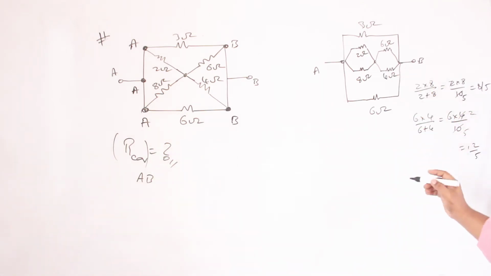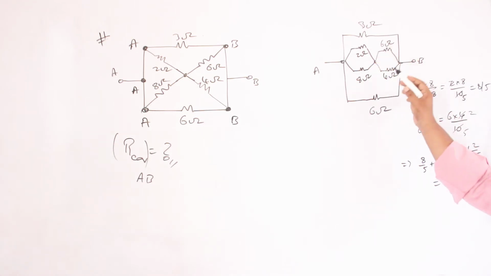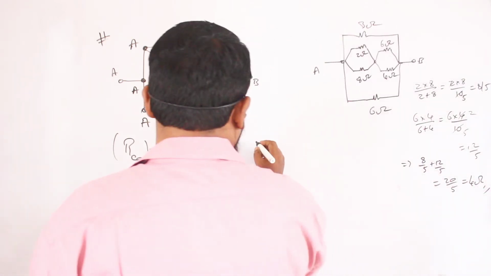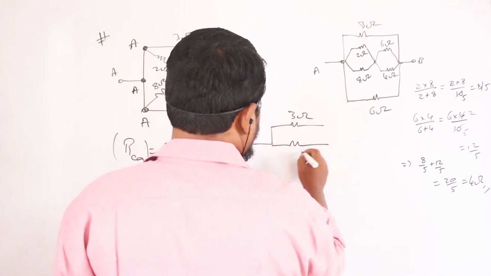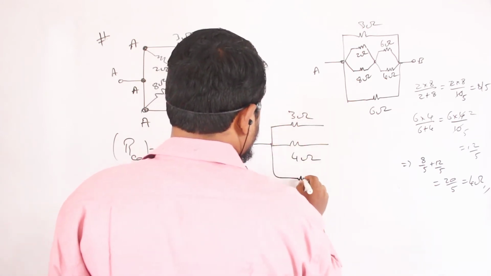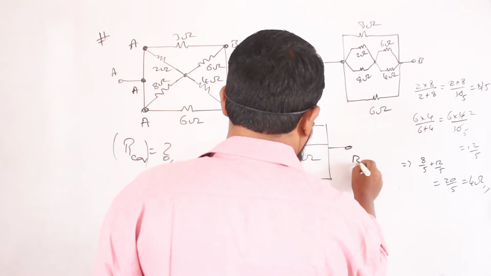So 8 by 5 and 12 by 5 they are connected in series connection. So 8 by 5 plus 12 divided by 5. So 20 divided by 5 is 4 ohms. That is the equivalent resistance of this branch. Clear? So therefore, if I redraw this circuit, this is 3 ohms resistor, this total is equal to 4 ohms resistor, and this is a 6 ohms resistor. All of them they are connected to terminal B.